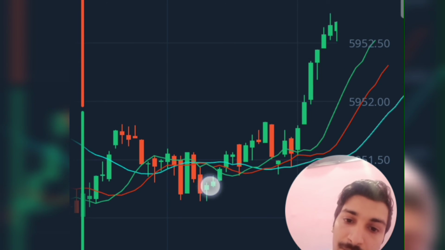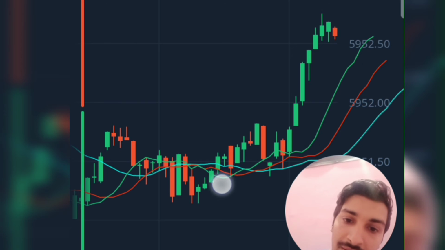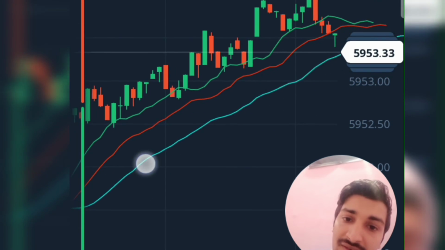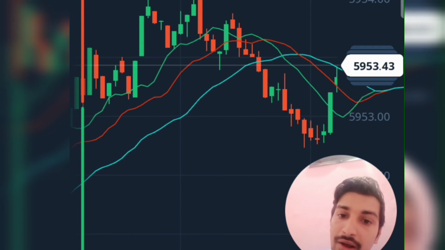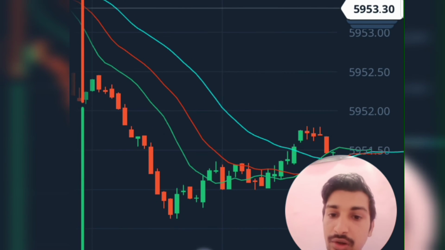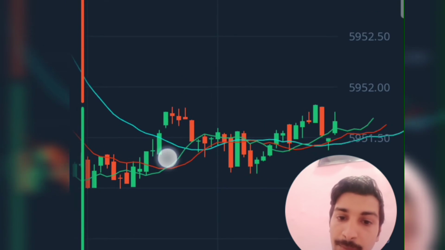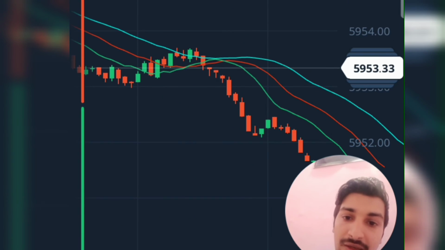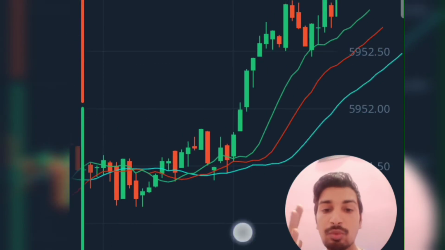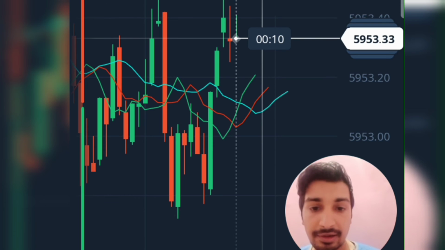So here you can look. The green one has crossed the two upward, and then the gap has increased. So from here there is a continuous upward movement. Still here you could have bought it, and here you could have sold it. From here it started to go down. The green one again crossed upward. Then the green one has gone downward, so there is a downward movement.